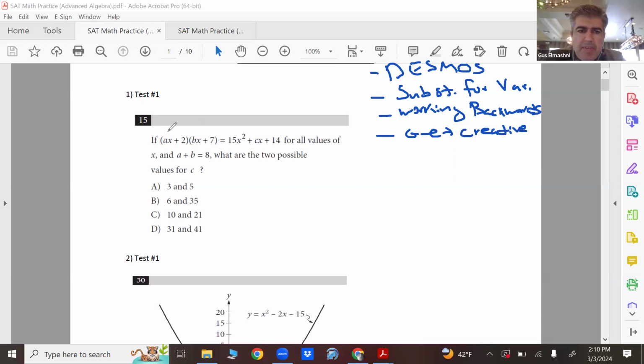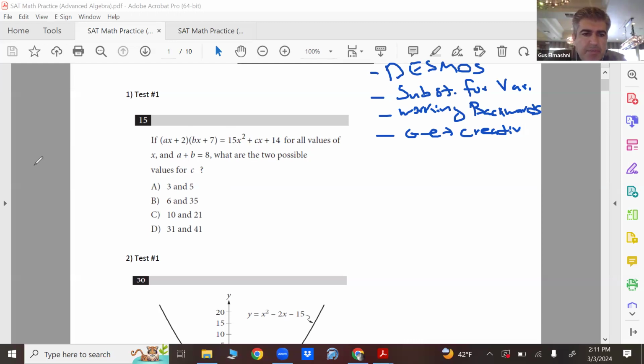So number 15, it's not really a Desmos because I don't know what I would graph, like you got ax, bx plus 2, bx plus 7, 15x squared plus cx plus 14. Substitute for variables. Yes, I could substitute for A, B, or C, but you need to have the variables and the choices too for that strategy to work. Now, working backwards, the question is asking for what C is. So I can assume A is the correct answer and maybe C is 3, but then I don't know how I'm going to verify what A and B would be. Like that just seems complicated. So I'm going to have to get a little creative.